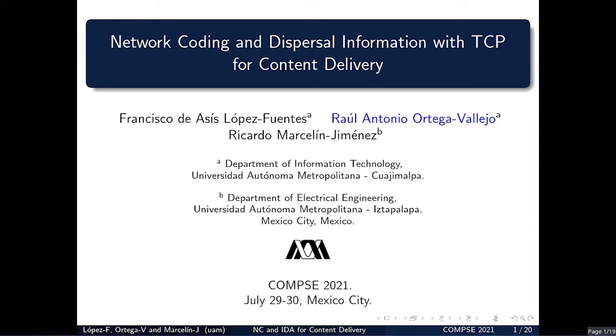In this conference, I will present the paper called Network Coding and Dispersal Information with TCP for Content Delivery. This work has been developed by Francisco de Asís López-Fuentes from the Department of Information Technology at Universidad Autonoma Metropolitana-Cuajimalpa, Ricardo Marcelín-Jiménez from the Department of Electrical Engineering at Universidad Autonoma Metropolitana-Iztapalapa, and me, Raúl Antonio Ortega-Vallejo from the Department of Information Technology at Universidad Autonoma Metropolitana-Cuajimalpa, Mexico City.